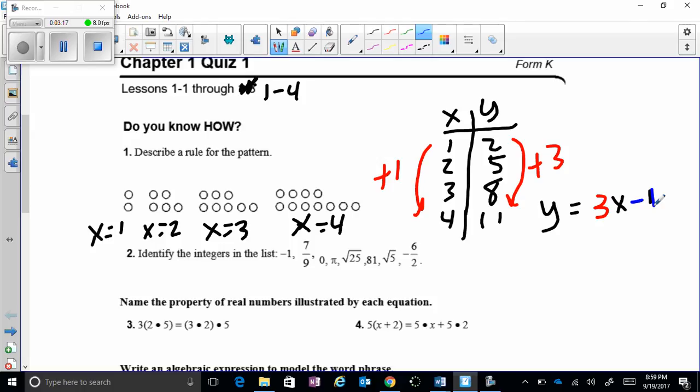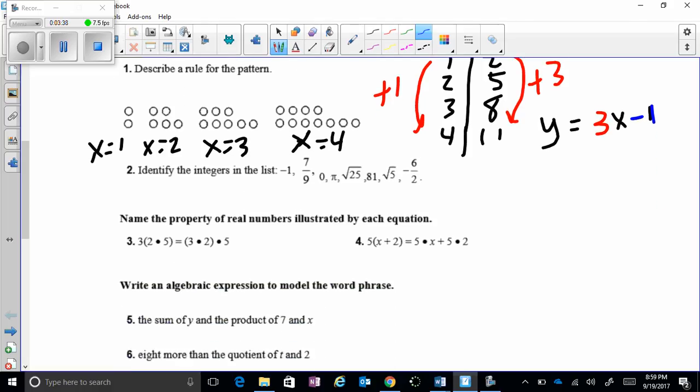So the key there, what I have in red, is to make sure that the pattern is always going to increase by or decrease by something. And then that value needs to be in front of your input. And you may have to add or subtract off of that to make the relationships work.